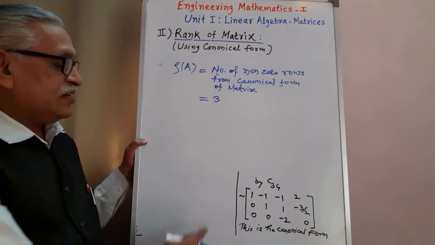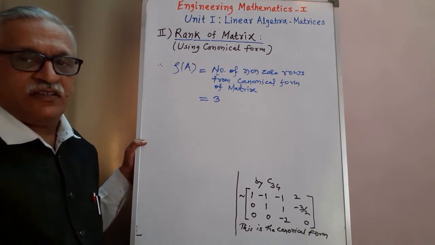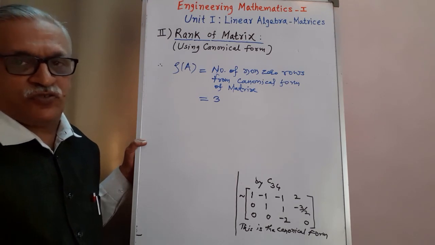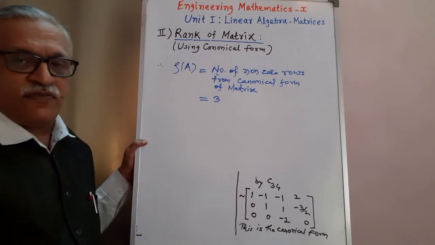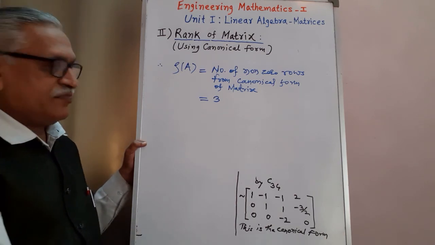Means what? We get at least one minor of order 3 as non-zero. That is the meaning of the term rank.